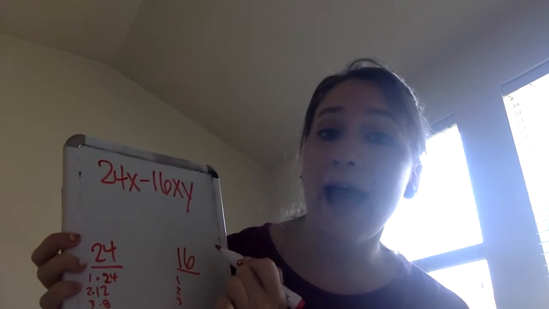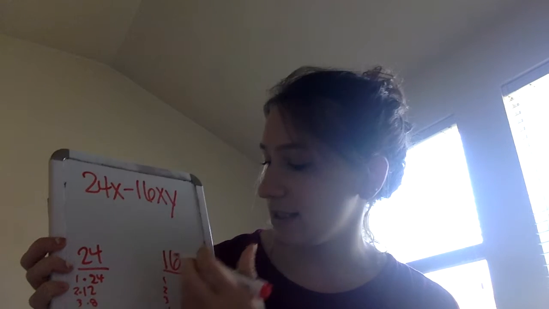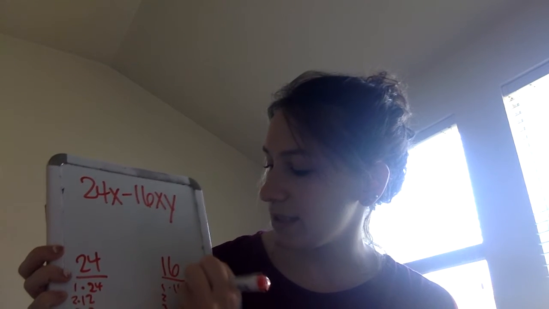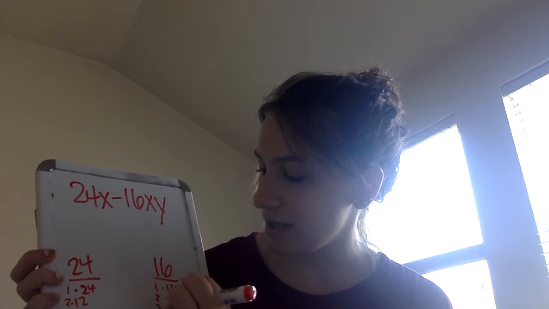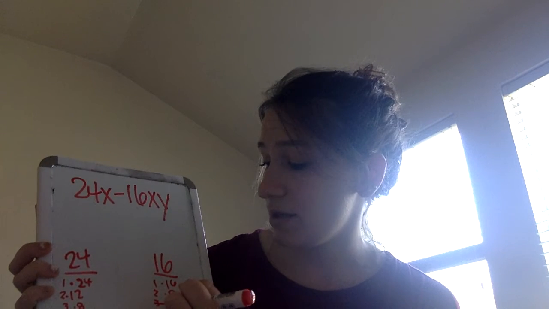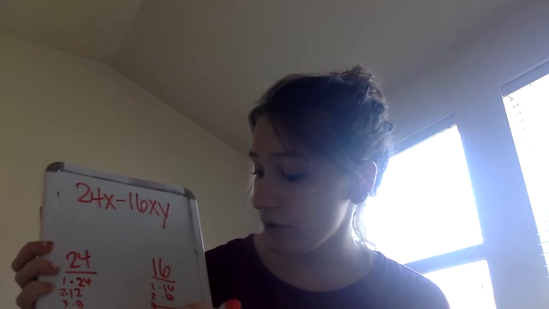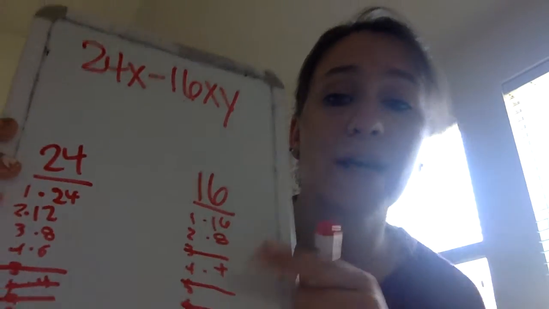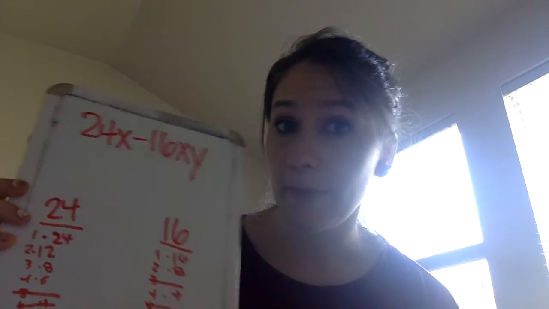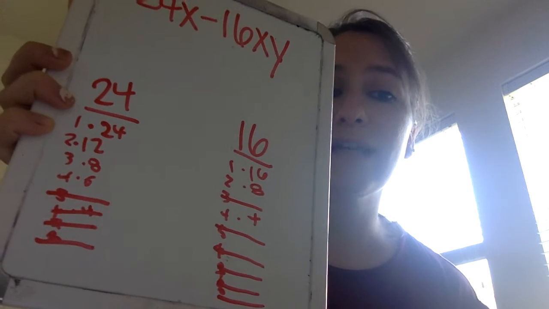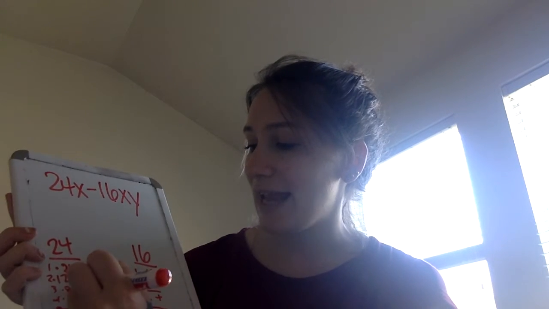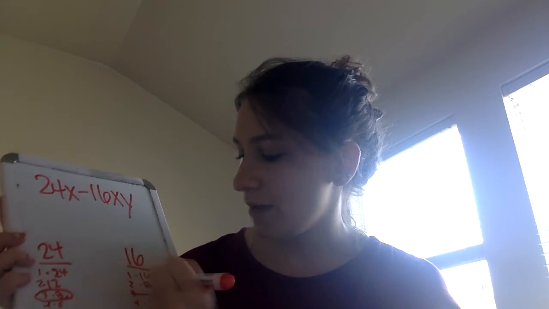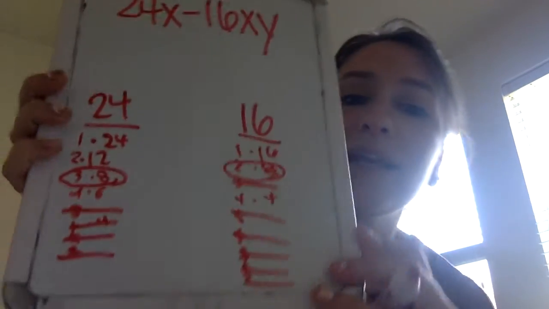Okay, now I'm going to try 16. 16 divided by 1 is 16. 16 divided by 2 is 8. 16 is not divisible by 3. 16 divided by 4 is 4. Oh, look, there's a repeat right there, 4 times 4. So I don't need to keep going. Now, a lot of people were able to identify that my greatest common factor is 8. So I'm going to use 3 times 8 and 2 times 8.